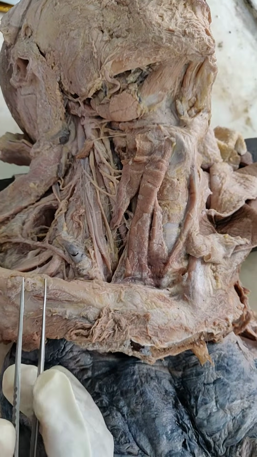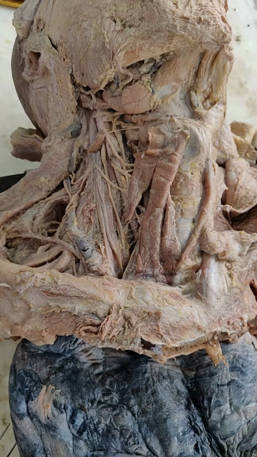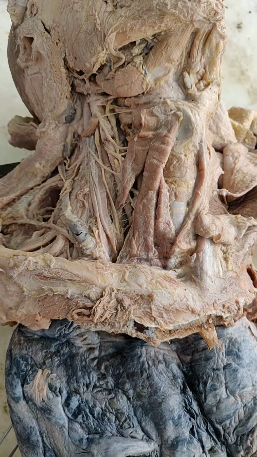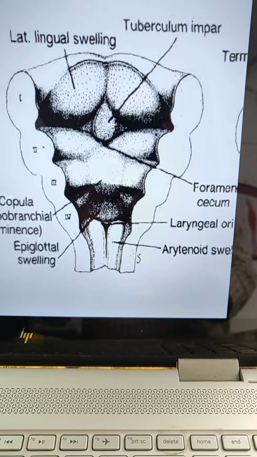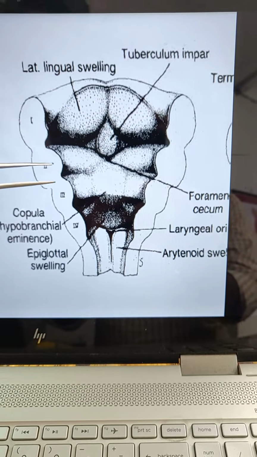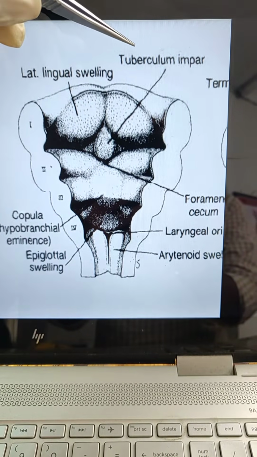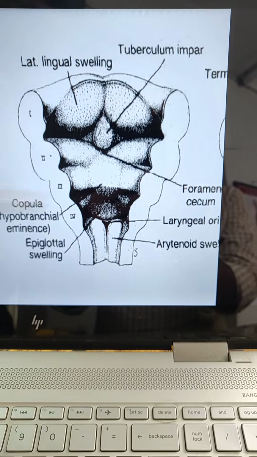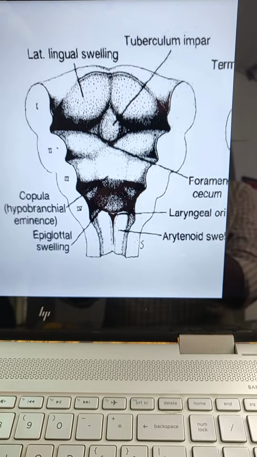The thyroid gland developmentally develops from the endoderm of the floor of the pharynx, the endodermal cells dorsal to the tuberculum impar between the first and second pharyngeal arch. It grows caudally to form a diverticulum, which is called the thyroglossal duct.